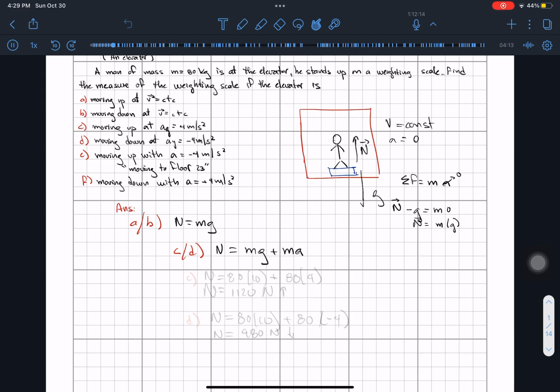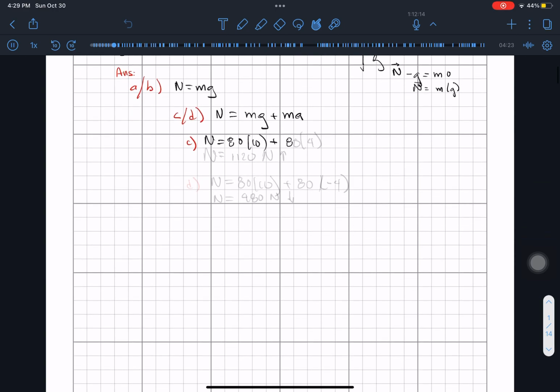Now we just have to substitute the values in the equation. For C, we have a mass of 80 times 10 plus 80 times 4. This is equal to 1,120 newtons going up.